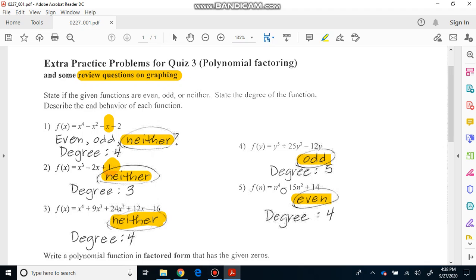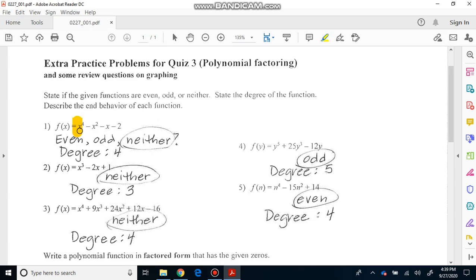Okay, let's talk about graphing. State the degree of the function, describe the end behavior. Let me take those off. Okay, so this first one has a degree 4 because my biggest exponent is 4. So if the degree is even, next I look for the leading coefficient. This has a leading coefficient of 1 implied, right? Because there's no number in front of that x to the 4th.